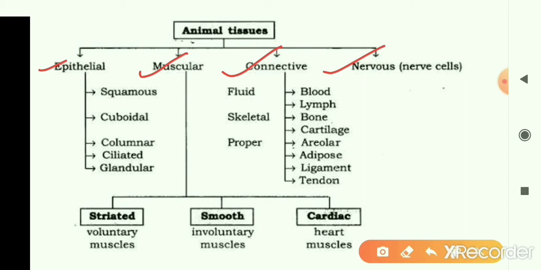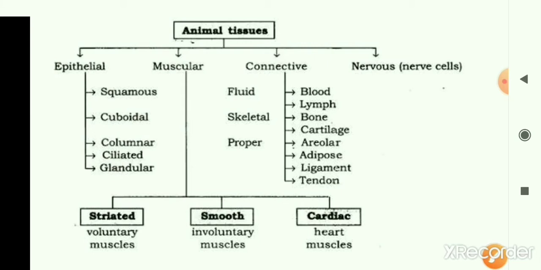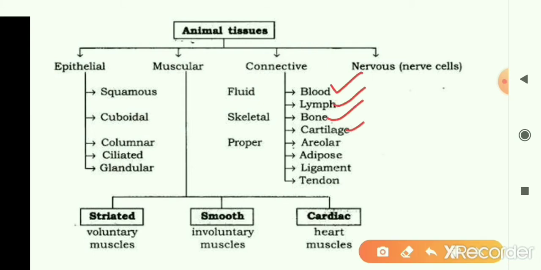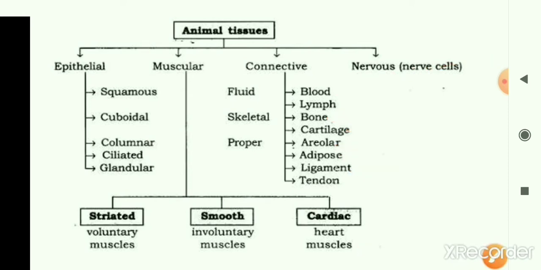Now the epithelial tissues are of various kinds, and you will be learning about the squamous epithelium, cuboidal epithelium, columnar epithelium, ciliated, and glandular epithelium. The muscular tissues are of three types: striated or voluntary muscles, smooth or involuntary muscles, and the cardiac muscles. The connective tissues are of various kinds, namely blood, lymph, bone, cartilage, areolar tissue, adipose tissue, tendons, and ligament. And finally, the nervous tissue. So here we'll be learning about all these tissues in detail.